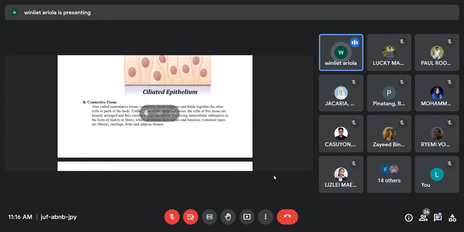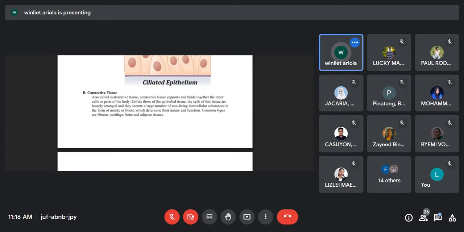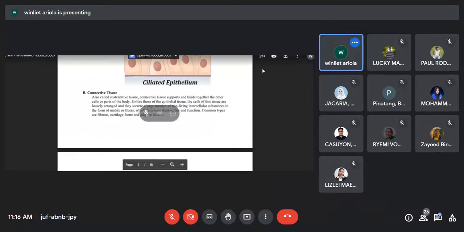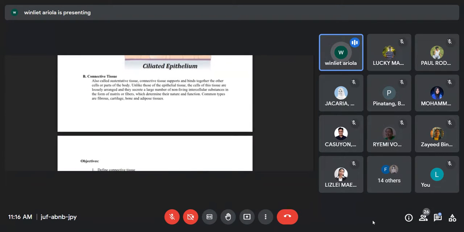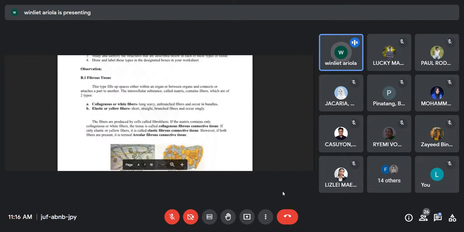And after the epithelium, we have the connective tissue. So from the word itself, connective, it means it connects, it supports, or it binds together other cells or parts of the body. So we have the common types: the fibrous, cartilage, bone, and the adipose tissue. So what is fibrous? This type fills up spaces either within an organ or between organs, or connects or attaches a part to another. It has two main types. We have the collagenous or the white fibers and the elastic or the yellow fibers.